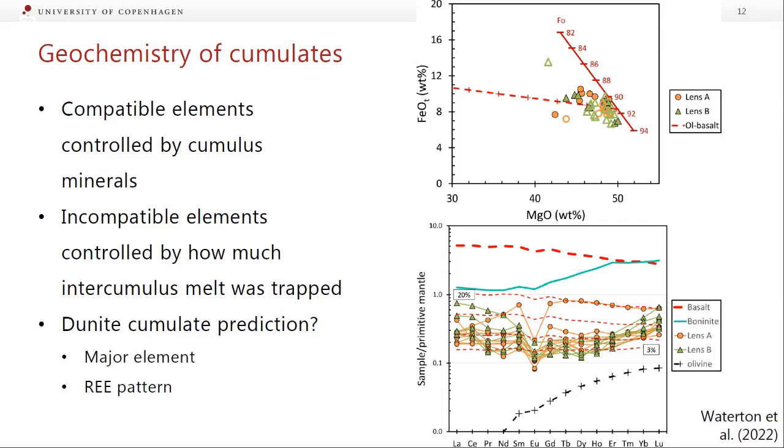If we look at the rare earth elements, the cool thing here is we can actually compare between potential different melts that got trapped in there. The red dashed line at the top is the composition of basalts in this area. The green solid line is the composition of a weird type of rock called a boninite that's also in the same area. And the black dashed line at the bottom is the rare earth element pattern of olivine on its own. We can just add different amounts of those melts in. Most of these dunites, in terms of the rare earths, can be matched by pure olivine with between 3 and 20% melt trapped in between it. That actually matches pretty well with the major elements as well.